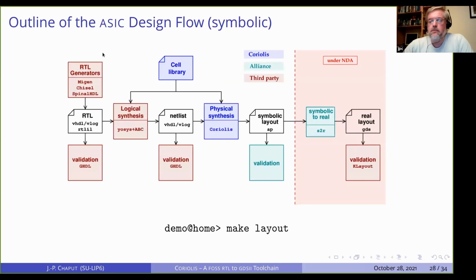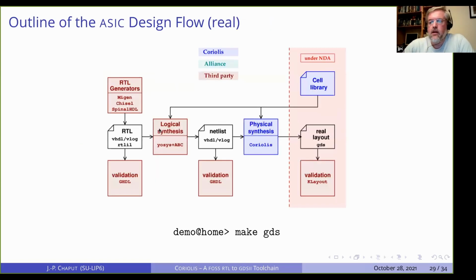I will go quickly over the flow itself to get to the demonstration. So what we have here is just the design flow in symbolic, and if you want to run it, just perform the rule, make layout. If you have a configured design like in the Alliance Check Toolkit, you can just perform a make layout and it will do the whole flow. For the real design flow, it's almost similar, but you will not be able to distribute the GDS, of course, and it's slightly shorter. And here you can do make GDS.